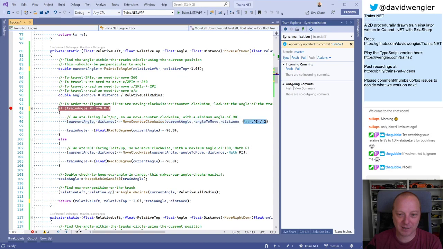So if our train angle is 270, sorry, no, our train angle at that point is going to be 0, and our minimum now would actually be 360. We'd be going negative. That's interesting. So this would be negative 90, I believe. Let's see what that looks like.